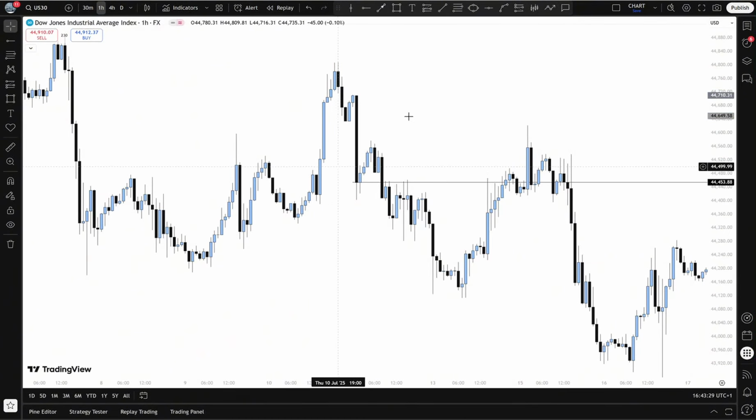Then the next one we're talking about is structure, POI, right? Now, this support zone is going to be our POI, because price has already taken out that support zone. We'll be waiting for a retest of it, which is the POI. Now price pulls back to retest that level. We have this first retest here.